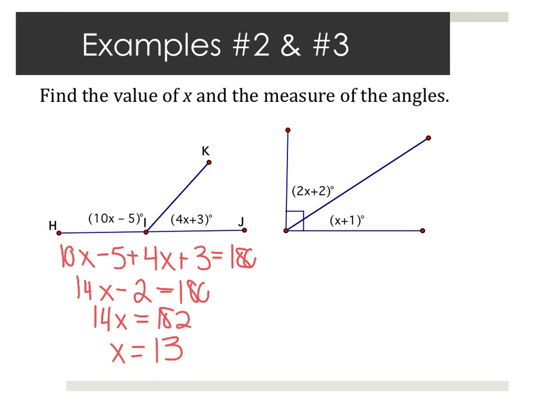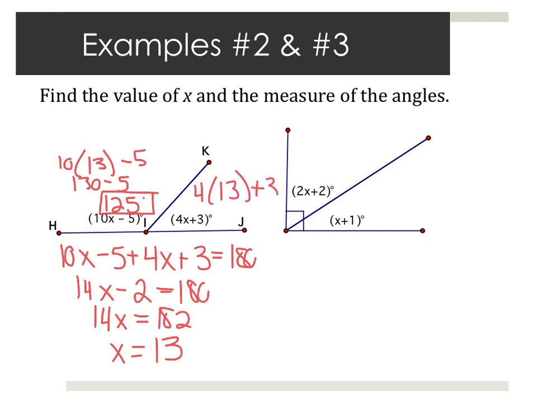All right, let's find the measure of these angles. This one is going to be 10 times 13 minus 5. 10 times 13 is 130 minus 5, 125 degrees. Now I know because they're supplementary, they're a linear pair, that when I plug it in to Kij, I better get 55. If I didn't get 55, I found X incorrectly. So I'm going to do 4 times 13 plus 3. 52 plus 3 is 55 degrees. Okay, so those are the measures of the angles.